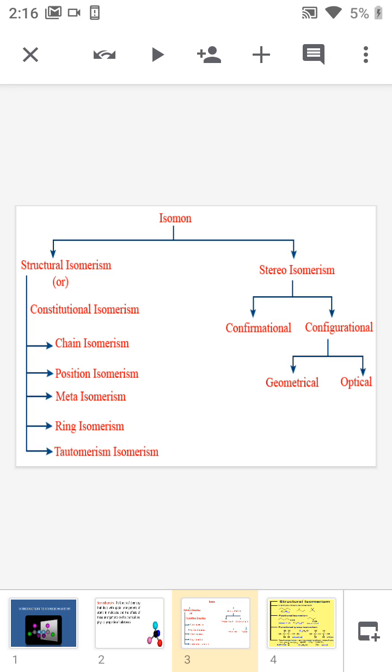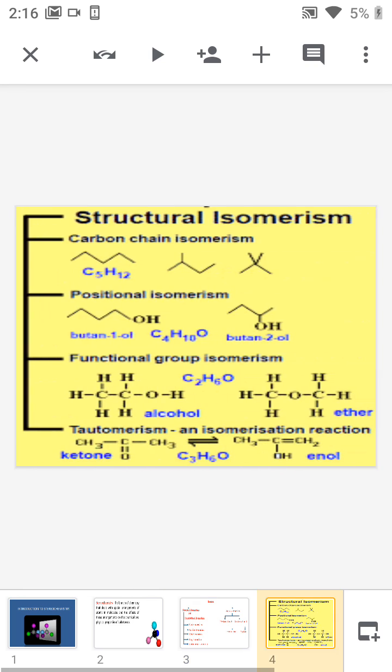Before we discuss stereoisomerism, we first have to discuss structural isomerism and its classification. As we discussed earlier, structural isomerism can be subdivided into four different categories. The first one is chain isomerism. Chain isomerism means the isomers which differ in their chain length but have the same molecular formula.